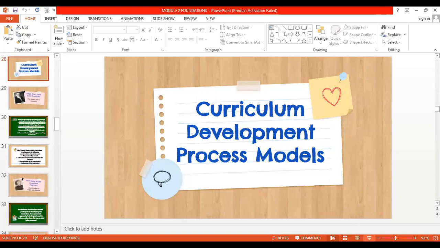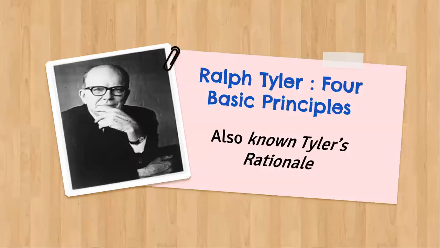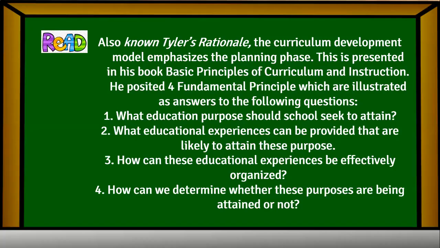So who are they? We have first Ralph Tyler. What he proposed before was the four basic principles. It is also known as Tyler's rationale. So, in Tyler's rationale, the CURDEV model emphasizes the planning phase. Okay, it is still planning, but he gave many questions.